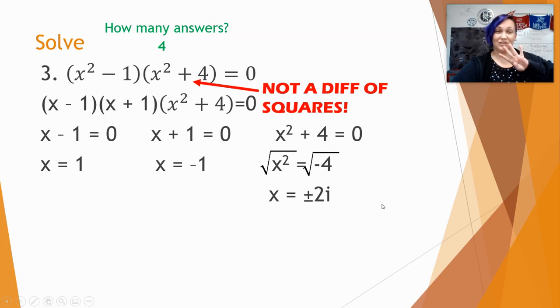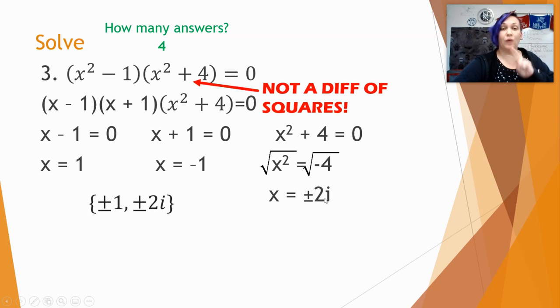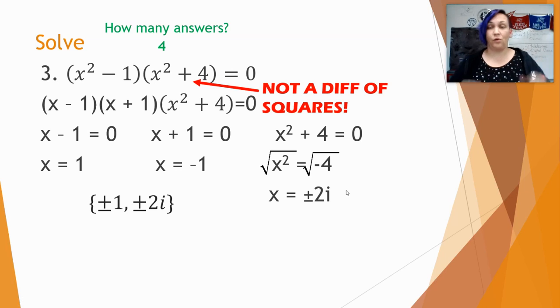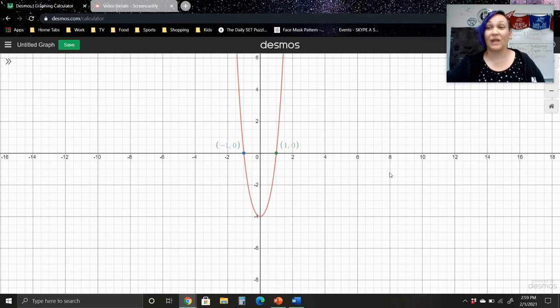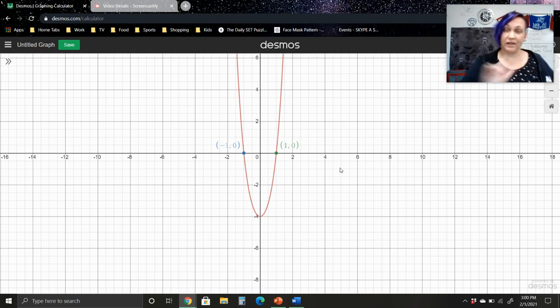So the 4 answers to my problem are positive or negative 1, that's 2 answers, and positive or negative 2i, that's also 2 answers. You could also write this out as 4 individual numbers. You could write 1, negative 1, 2i, negative 2i. 4 answers. Just for reference, here's the graph for that problem. It was a degree of 4 because we got 4 answers. So it starts high and it ends high.